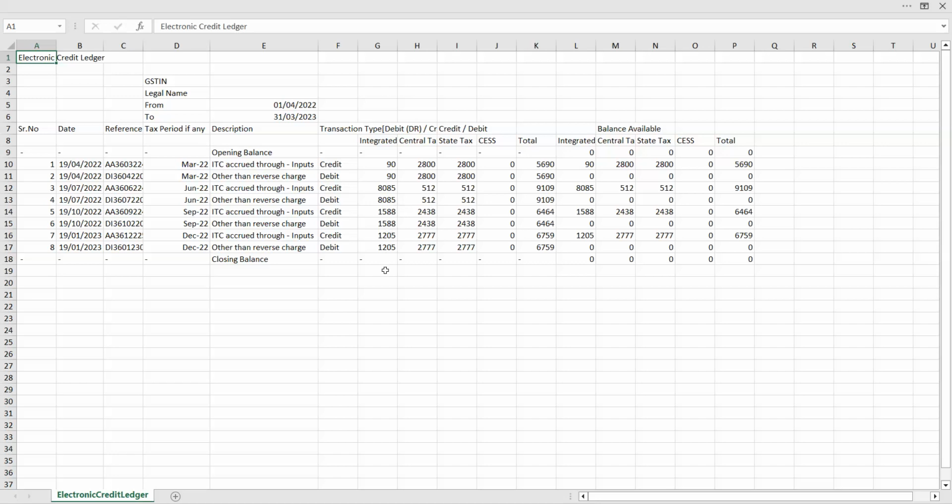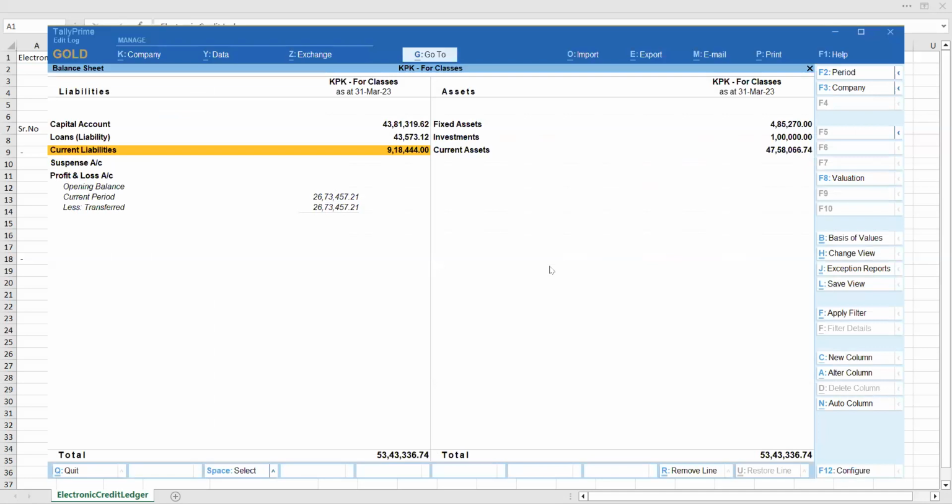Now I will show you the Tally entry. Maybe I have to share my full screen, then it will be easy to shuffle between the screens. Are you able to see the Tally?